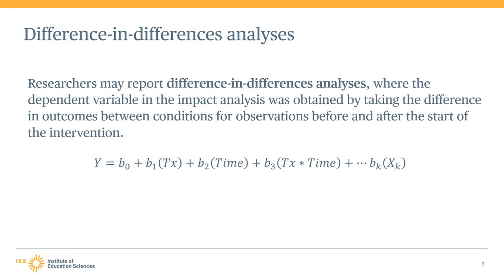Such an impact estimation model will typically include an indicator for condition assignment, Tx here, as well as an indicator for the time period associated with the intervention, and then an interaction term between the condition assignment indicator and time period indicator. The coefficient on the interaction term, or the B3 coefficient shown in this example, provides the difference in differences estimate of the impact of the intervention. The p-value of this estimate is used to assess the statistical significance of the impact.